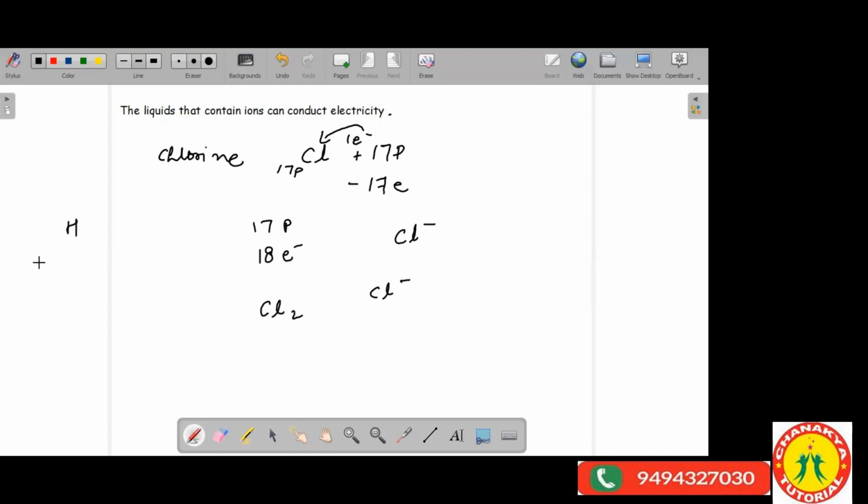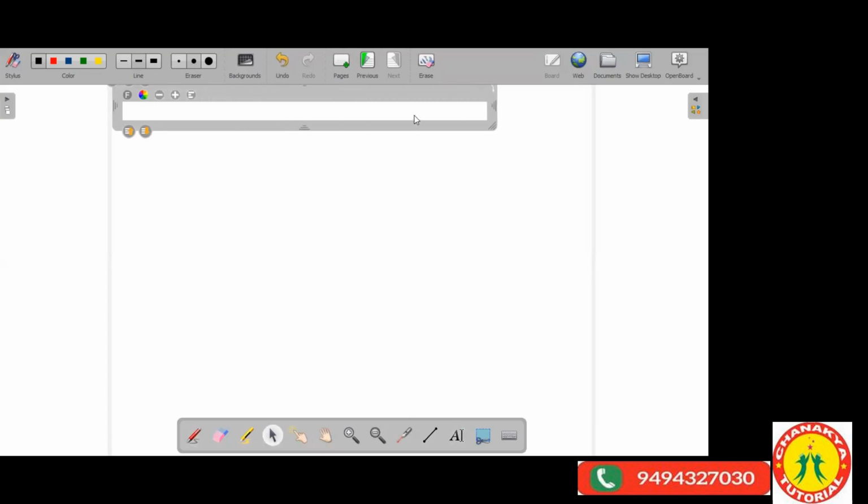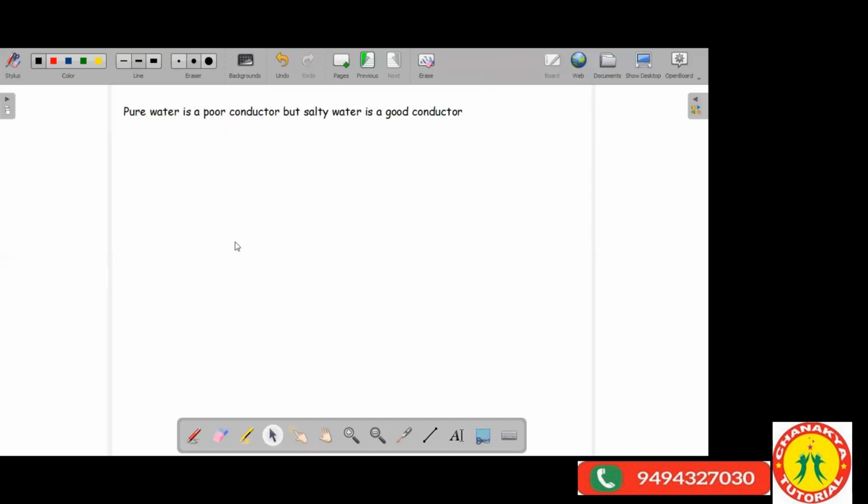Similarly, hydrogen gas, H2, will not conduct electricity. But if you have hydrogen ions, H plus, it will conduct electricity. Now let us see what happens with pure water. In the last class, I had told you that pure water is a poor conductor of electricity. But salty water is a good conductor of electricity.